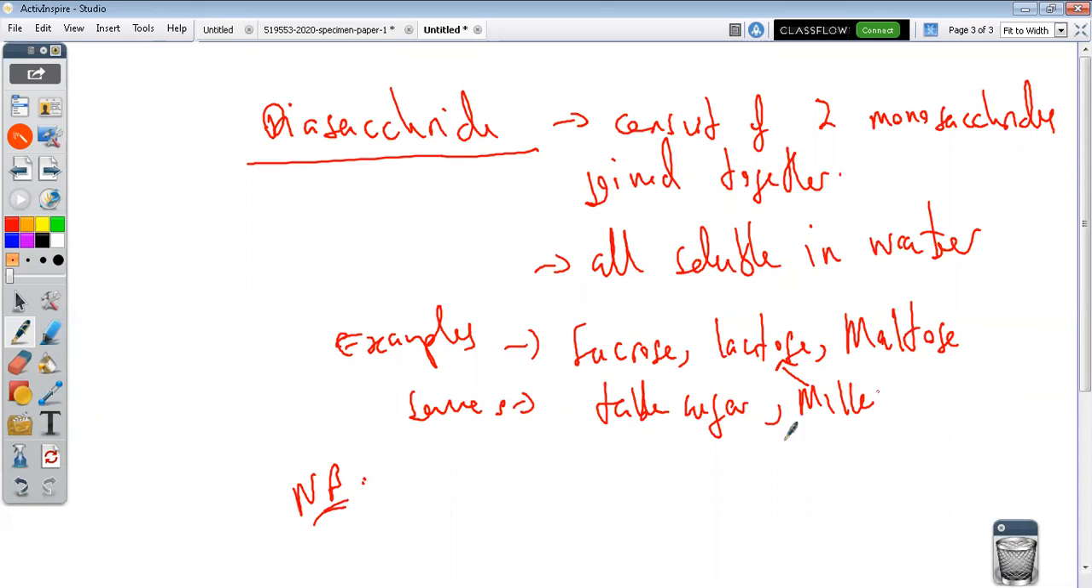Which one here is a non-reducing sugar? Except sucrose is non-reducing. You need to know that. Sucrose is non-reducing, so it won't work with the Benedict solution. Clear? Benedict reagent.